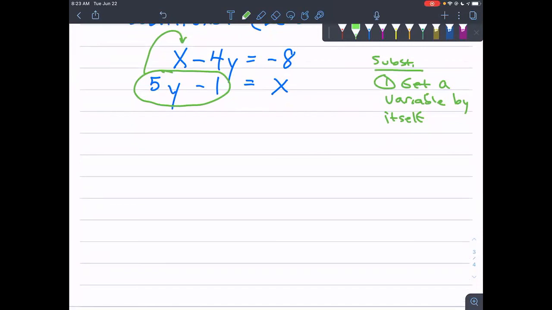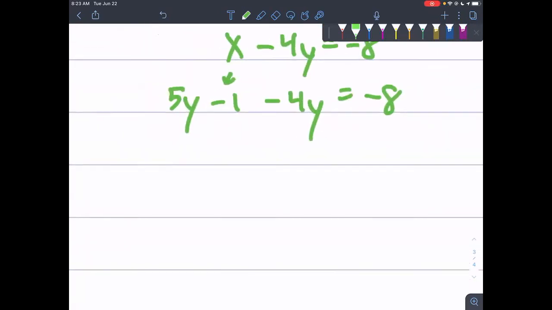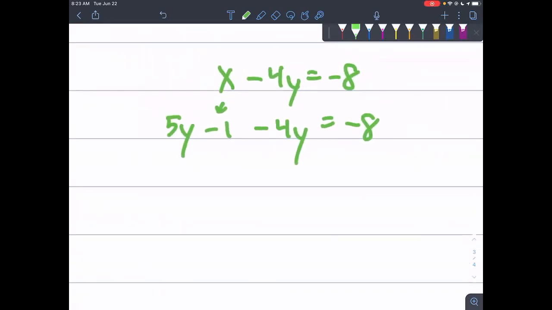Okay, so I'm going to write the top equation basically, but replacing the x. X minus 4y equals negative 8. Instead of x, we've got 5y minus 1 minus 4y equals negative 8. Okay, just replacing x.